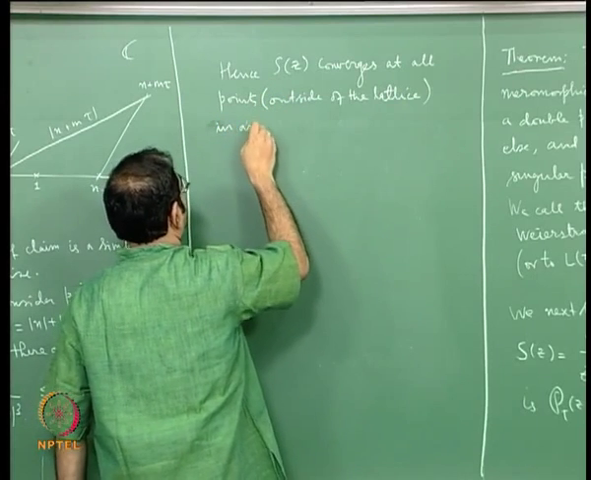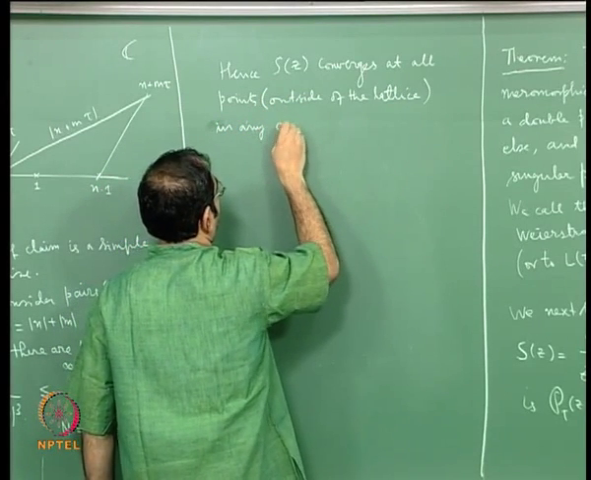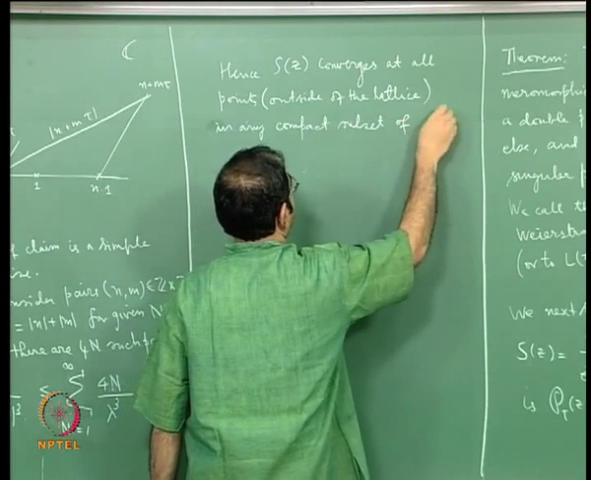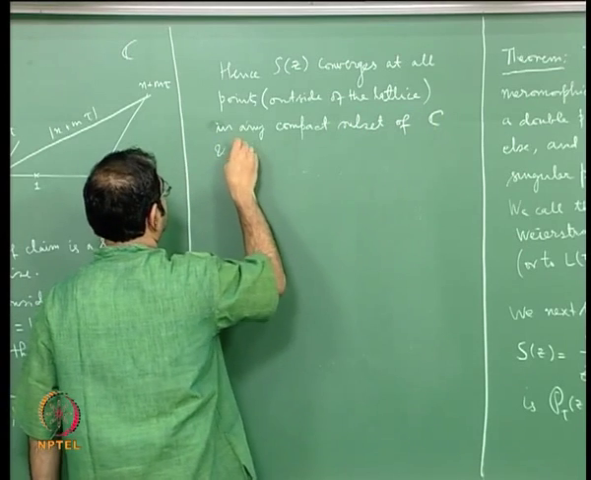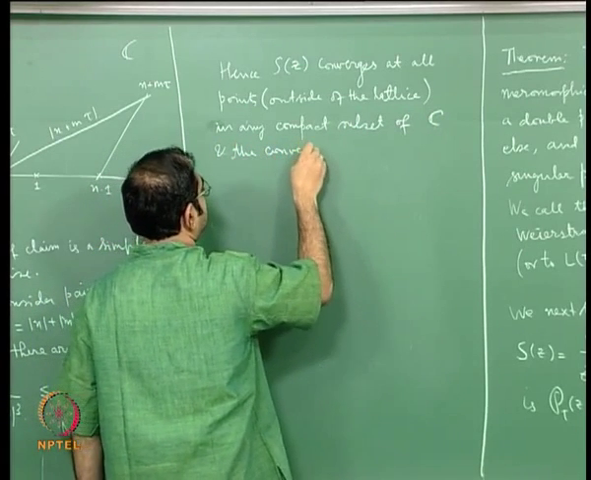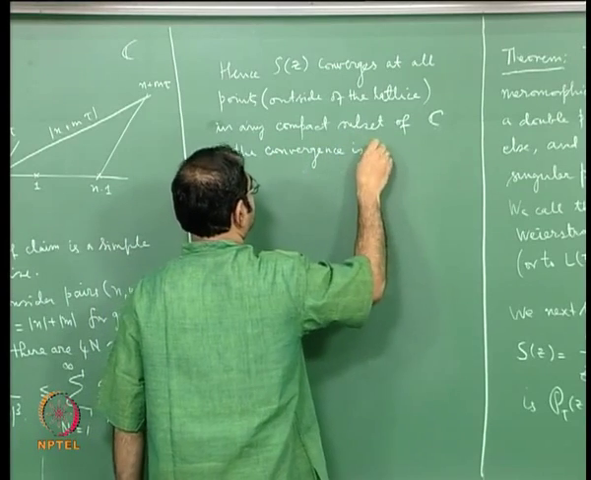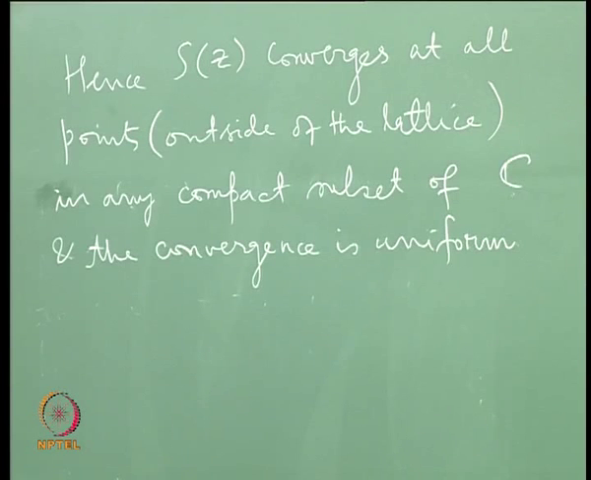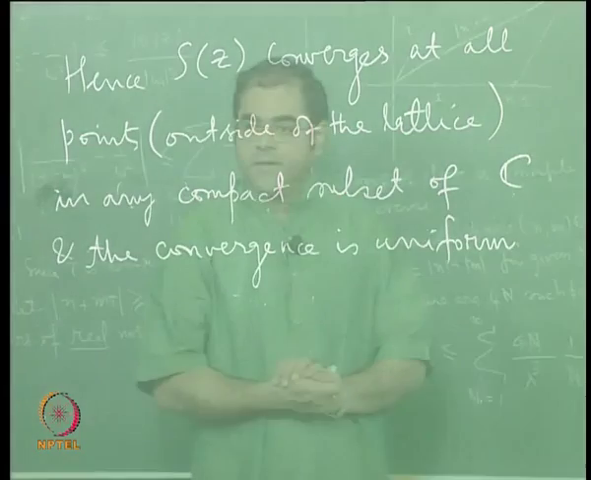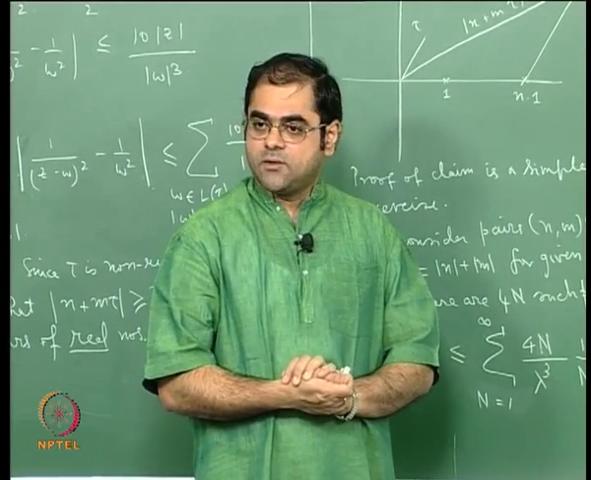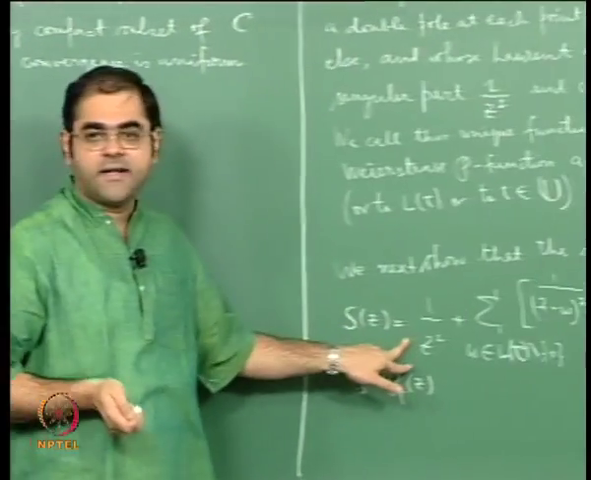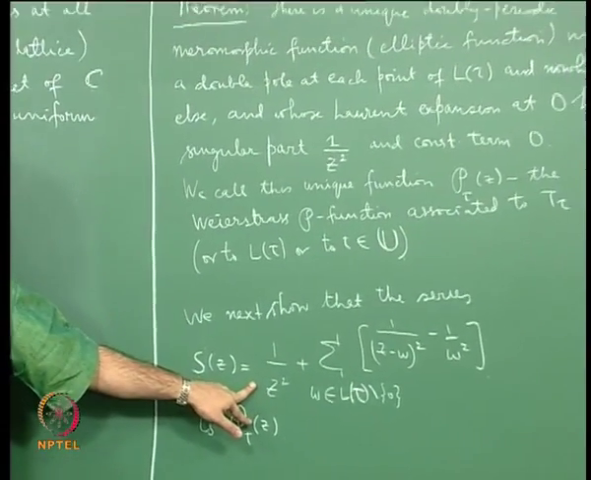in any compact subset of C, and the convergence is uniform. Now because of the uniformness the resulting function is also going to be analytic. So you do get a function which is analytic except at points of the lattice.